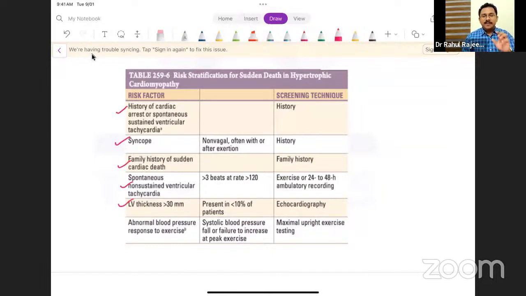For example, if there is a family member who has suffered a sudden cardiac arrest due to hypertrophic cardiomyopathy, and suppose his son has a left ventricular thickness of 35 millimeter on echocardiography, this is highly suggestive of an increased risk of sudden death in that particular individual. And also abnormal blood pressure response to exercise. A systolic blood pressure fall, or a failure to increase at peak exercise, is again suggestive of a risk of sudden cardiac death.